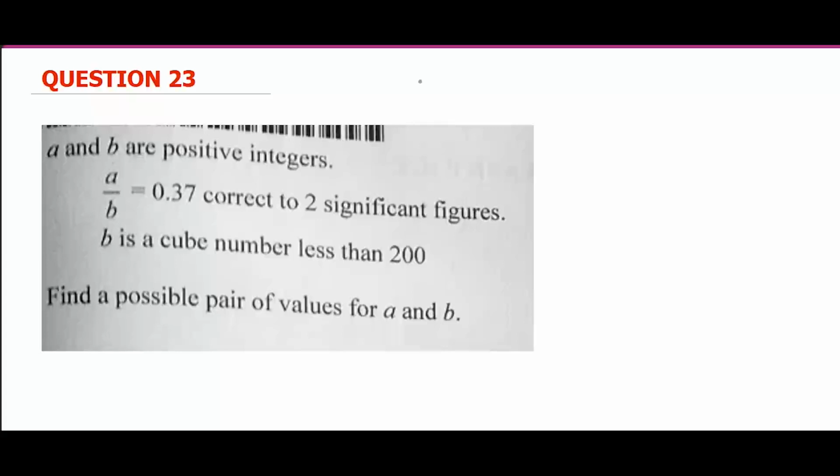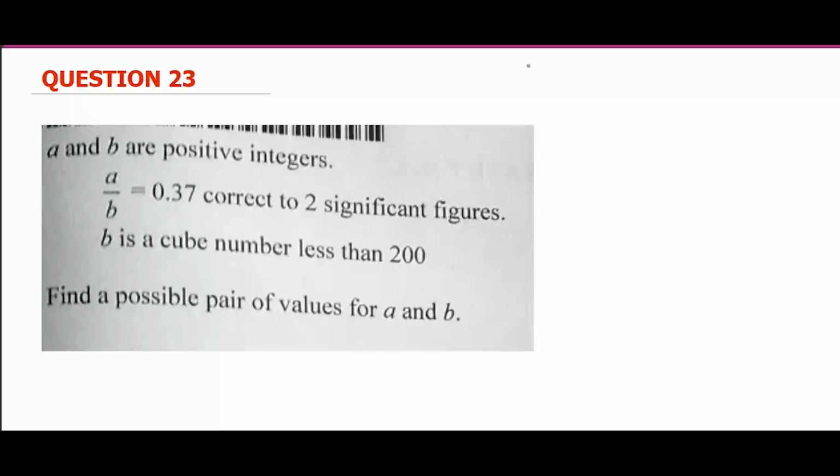And so A and B are positive integers. A over B is equal to 0.37, correct to two significant figures. B is a cube number less than 200. Find a possible pair of values for A and B.